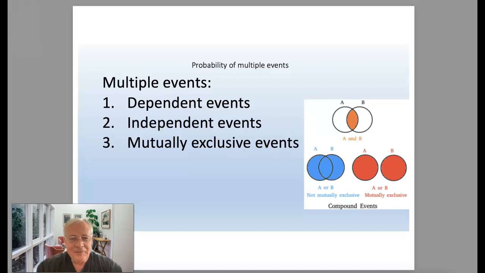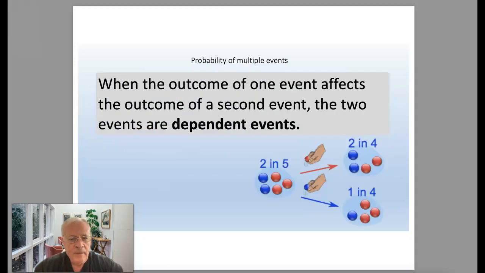The three types of multiple events we're going to look at are dependent events, independent events, and mutually exclusive events. When the outcome of one event affects the outcome of a second, the two events are called dependent events. As an example, the probability of choosing a blue ball the second time is affected by the first selection here.